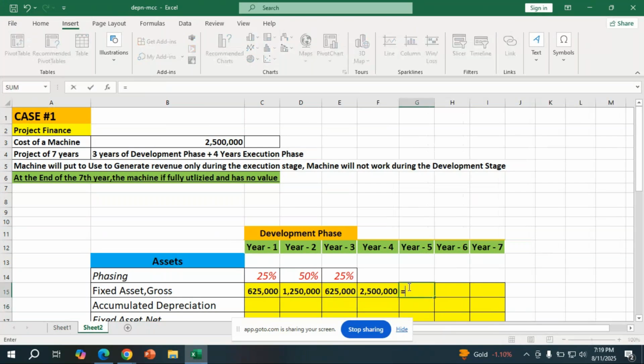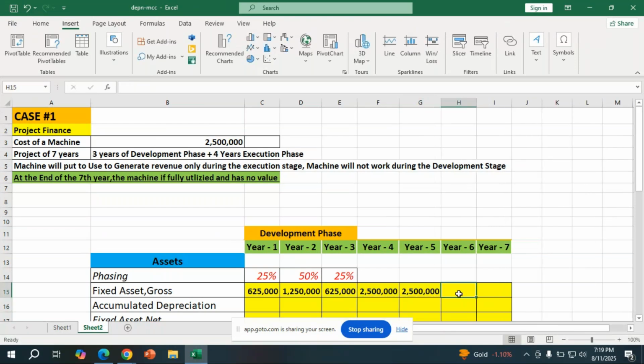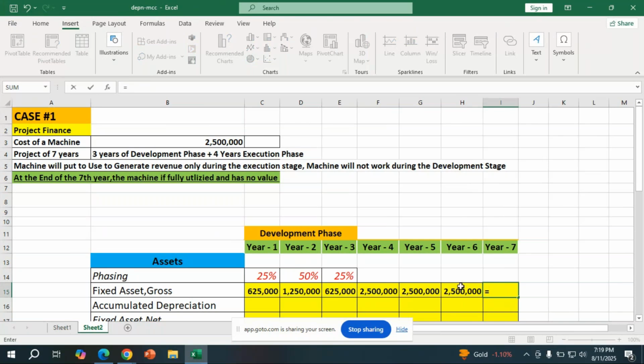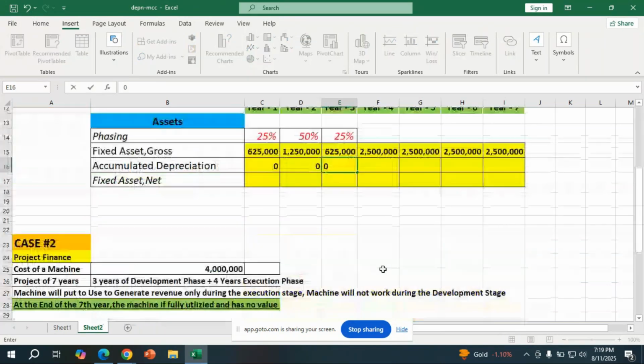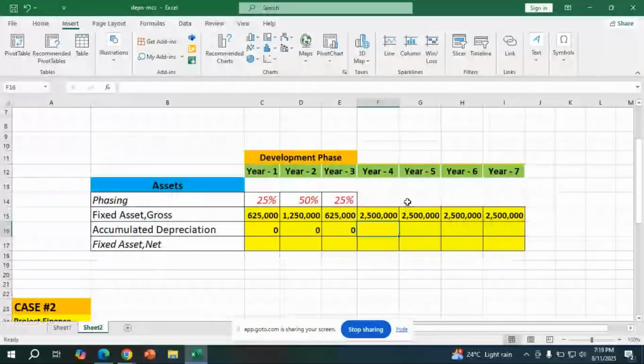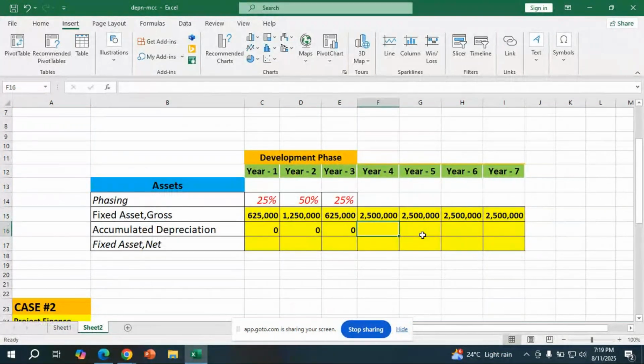Year 5, same value, so you take the cell reference of year 4. Again, year 6, cell reference of year 5. For year 7, again, cell reference of year 6. So we are set for this. Now, as we said, the first 3 years are in the development stage, so we don't calculate depreciation here. It will be 0 for the first 3 years, right? Now, from the fourth year onwards, we have to calculate the depreciation.